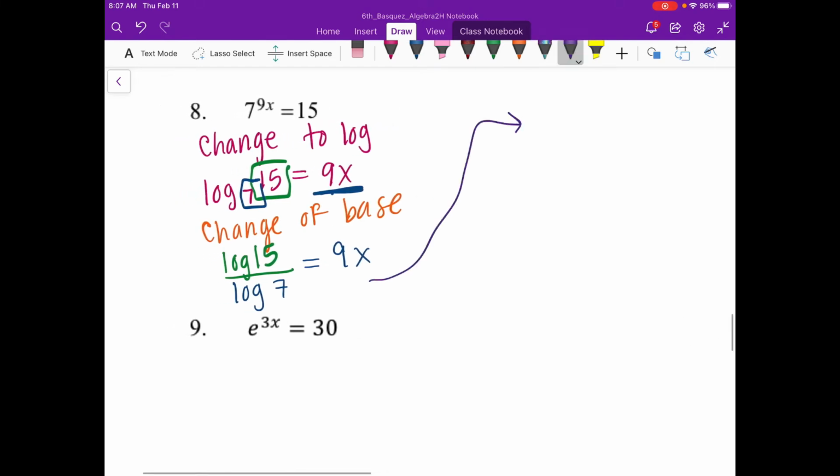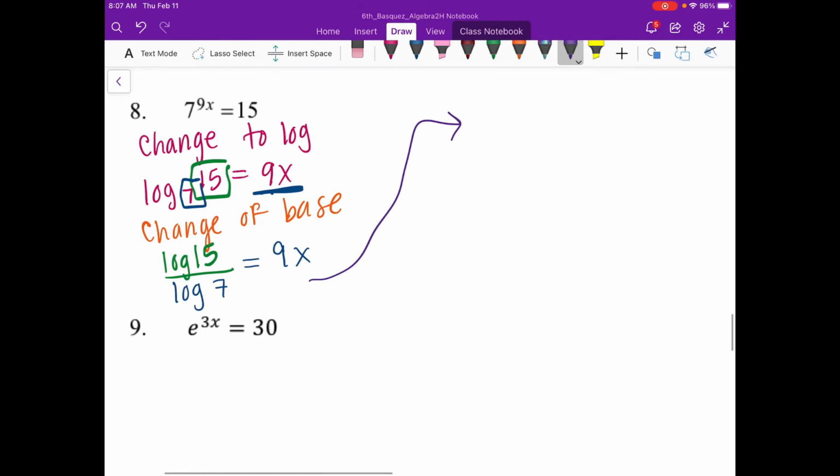So I'm going to move my work over here to the right. I'm just going to type that into my calculator. The log button 15 division log button 7, enter, and I should get a decimal, and that decimal is 1.3917, and this still equals 9x. Okay, so it's a decimal. It's not going to be an exact answer like the other ones, but that's okay. And then just solving for x like normal from here.